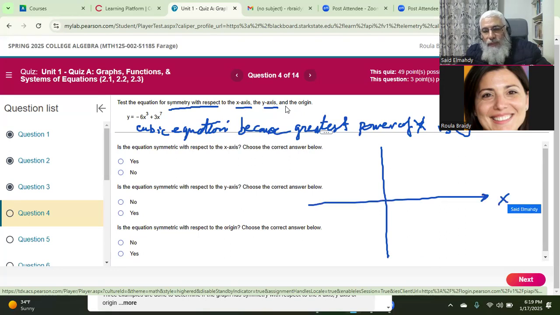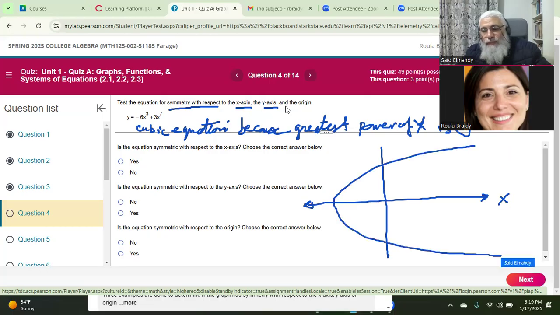This is the x-axis. If we have something that has symmetry with the x-axis, something like this, for example. Symmetry means, if this is like a mirror, this point is the same distance from the x-axis as this point, and each point above the x-axis has a mirror point or image point on the other side of the x-axis. That's what symmetry means.